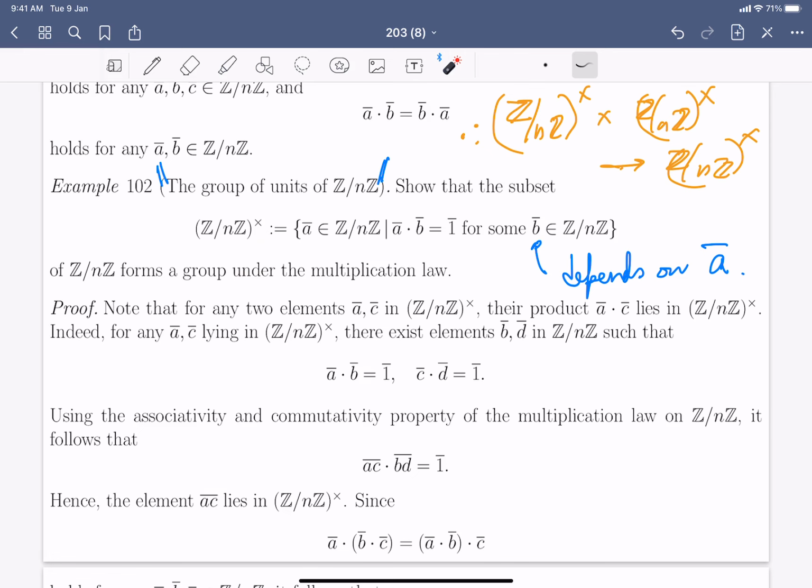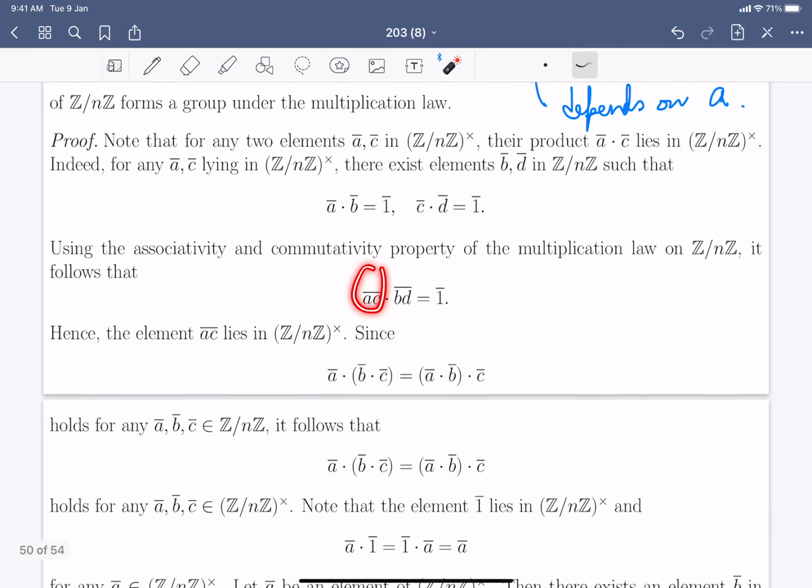Anyway, so you pick two elements a bar and c bar from Z mod n Z cross, then it is easy to see that their product lies inside Z mod n Z cross, because we have taken a bar and c bar from Z mod n Z cross. So there exist elements b bar and d bar such that a bar times b bar gives you 1 bar and c bar times d bar gives you 1 bar too.